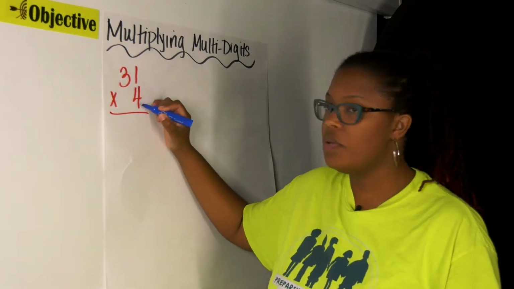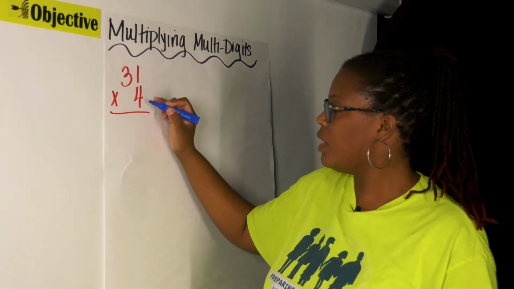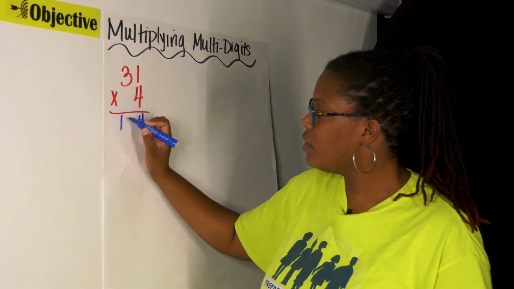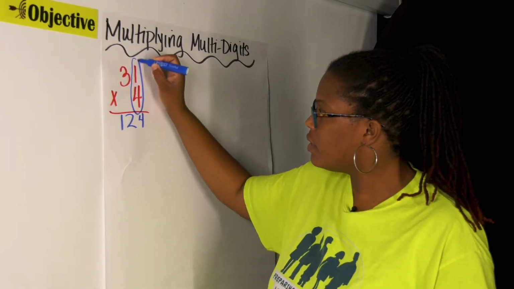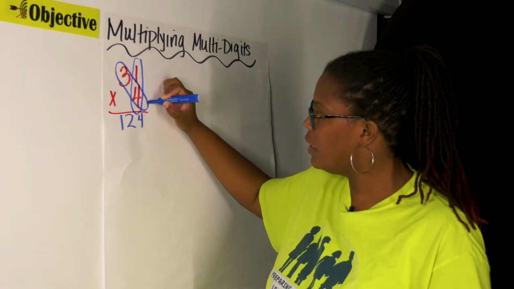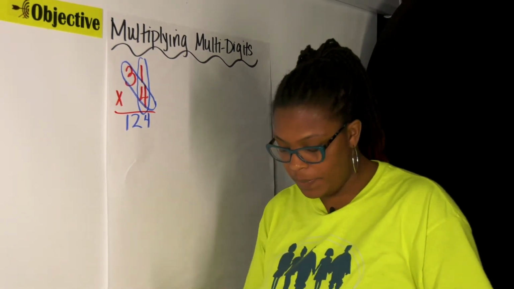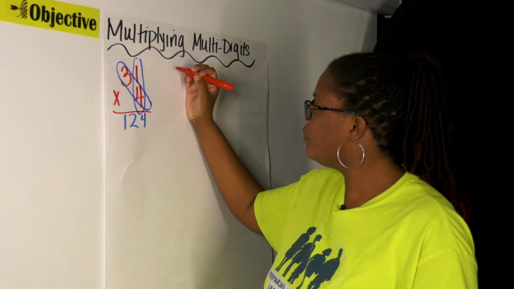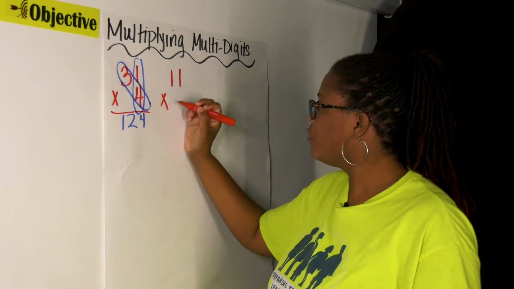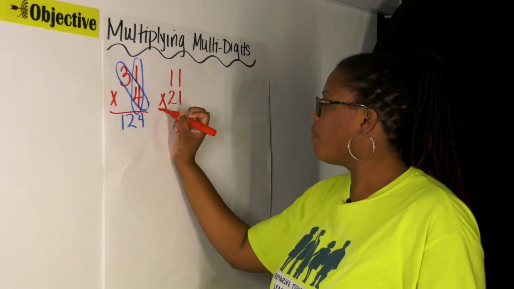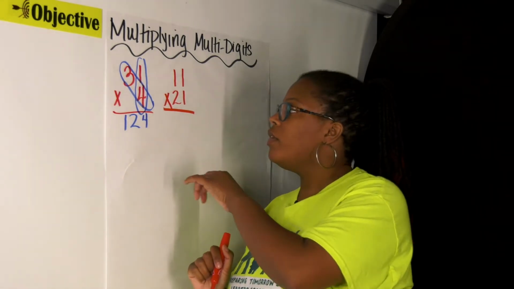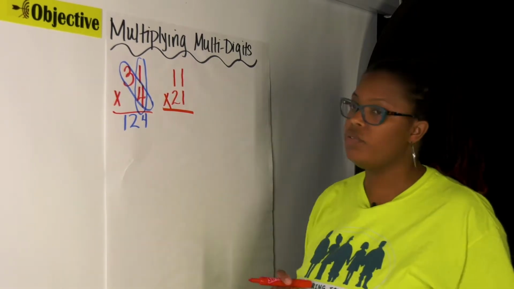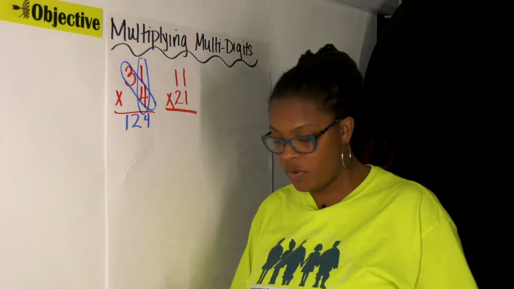31 times 4. So you have your ones, times your ones. 4 times 1 is 4. And then 4 times 3 is 12. So this is the process for a 2-digit by 1-digit. Okay, now we're going to do a 2-digit by 2-digit. And remember, whichever number has the most digits goes to the top, but because these are both 2-digit, it doesn't matter if the 11 or the 21 is at the top.